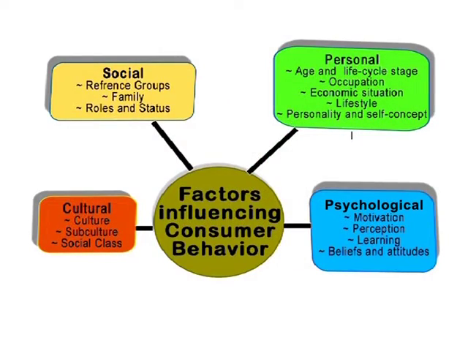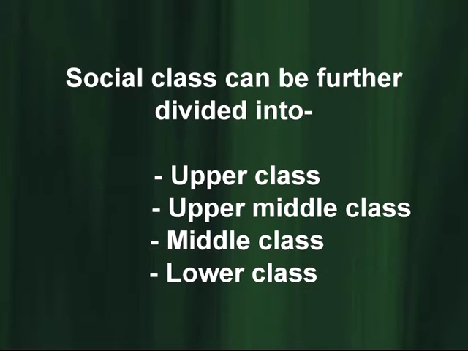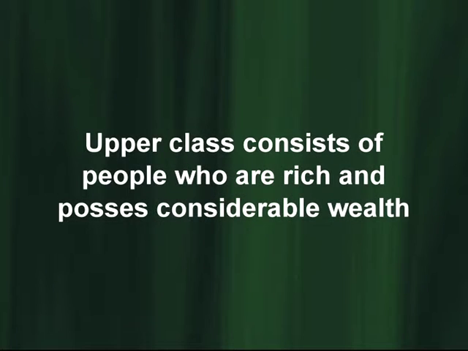After subculture, we come to the social classes. Social class refers to the classification of members of society into a hierarchy of distinct classes so that every individual in a class has approximately the same position in the society. Social class can be further divided into upper class, upper middle class, and lower class. Upper class. This class consists of people who are rich and possess considerable wealth. For example, people with large businesses and wealthy corporate executives. These people tend to buy expensive products and patronize branded exclusive products.